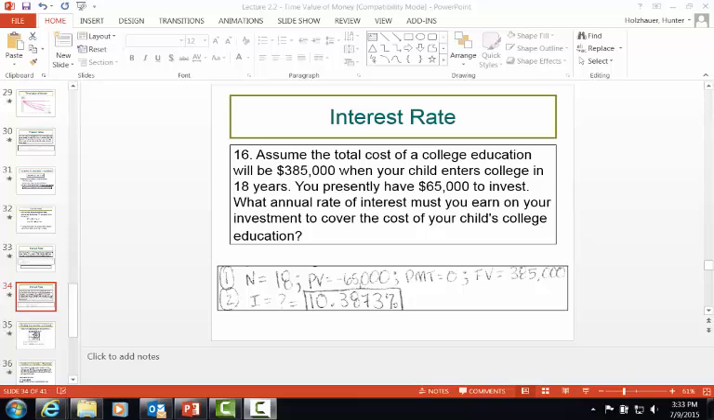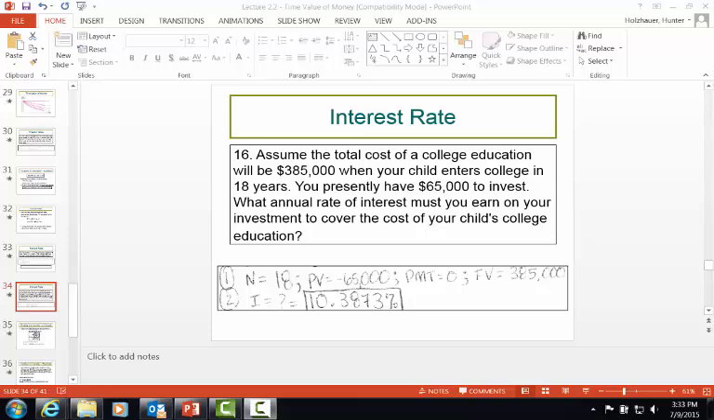Let's look at the other interest rate slide, number 16. Now there's another way to look at the interest rates. Let's look at number 16. Assume the total cost of a college education will be $385,000 when your child enters college in 18 years, which is probably going to be a lot higher than that, especially the way education expenses have been inflating over time. Nonetheless, let's go with it.